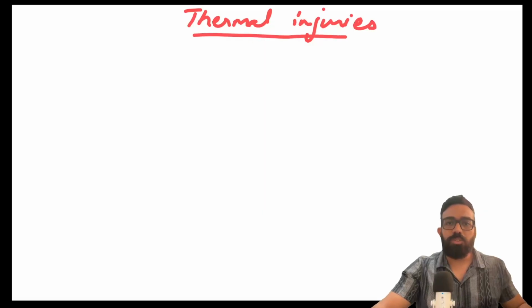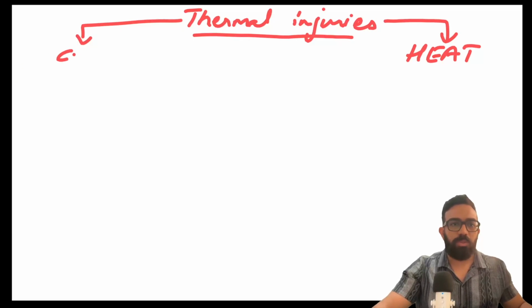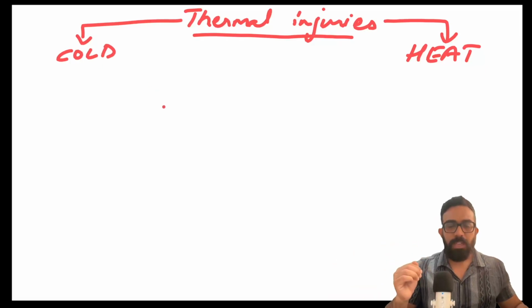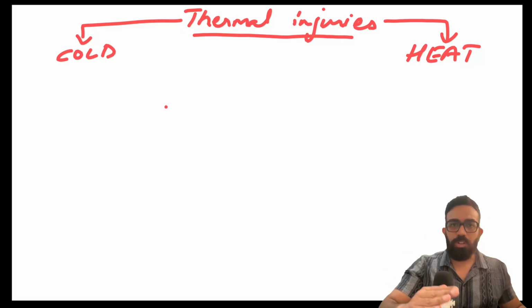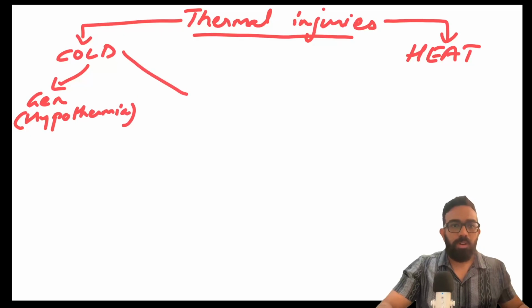Now, thermal injuries can be, like I said, due to cold or due to heat. So thermal injuries due to heat and thermal injuries due to cold. Now, in both of these, it can be due to localized exposure or generalized exposure. First, thermal injury due to generalized cold exposure, which is called hypothermia. Then there could be cold injury due to localized cold exposure.